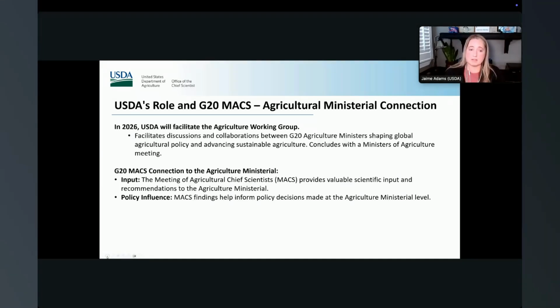And the G20 MACS connection to the agriculture ministers, we usually have the G20 MACS, the meeting of agricultural chief scientists, earlier in the year, and that provides valuable scientific input and recommendations that feeds into this agriculture working group and into the agriculture ministerial meeting itself and any concluding documents. The G20 MACS works to help inform policy decisions made at the agriculture ministerial level. Next slide.